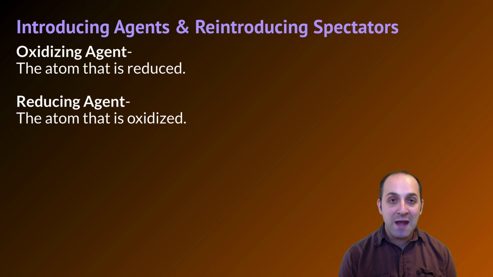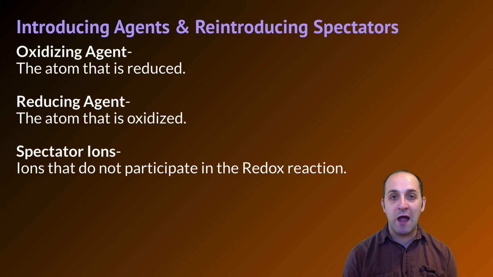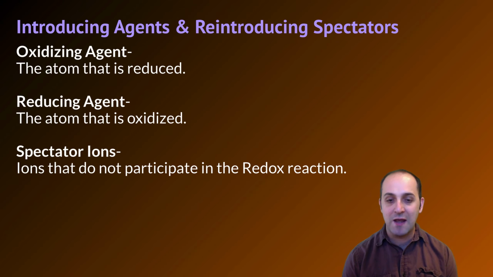Also remember that in many redox reactions we'll have spectator ions, which are ions that do not participate in the redox reaction. Their oxidation state does not change. That's how we know that they're spectators.